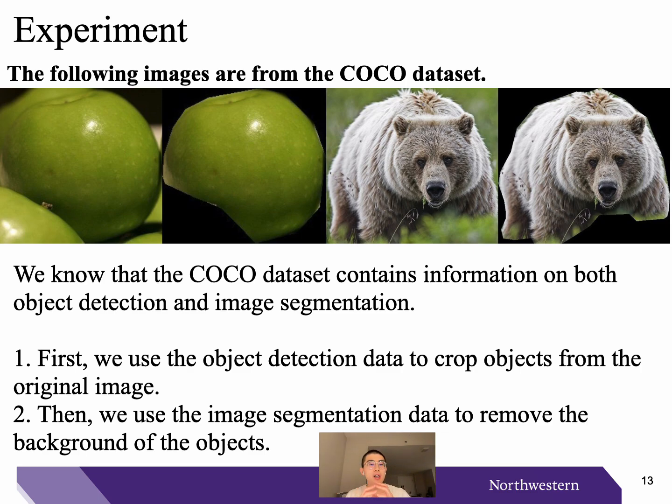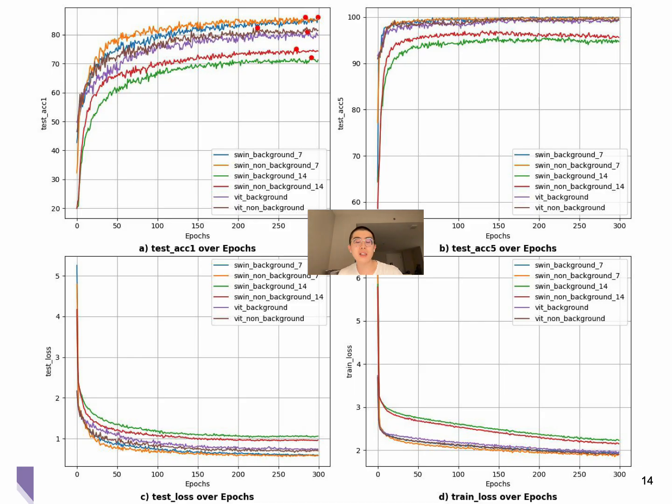Next, I put both the background-removed images and the original images into the same neural network for training and testing. The neural networks I chose are the Swin Transformer and the Vision Transformer. We can clearly see that both top 1 accuracy and top 5 accuracy are higher when the background is removed compared to the original dataset, and the dataset without the background has a lower loss value.